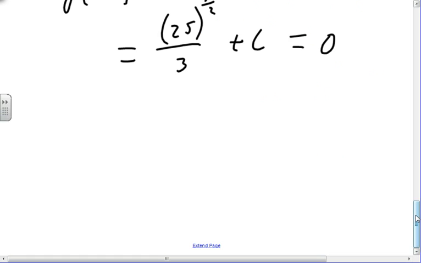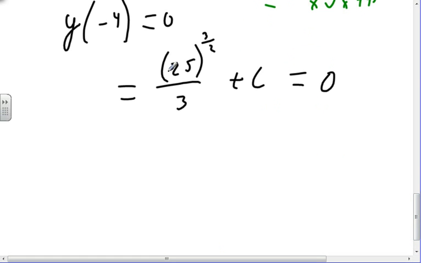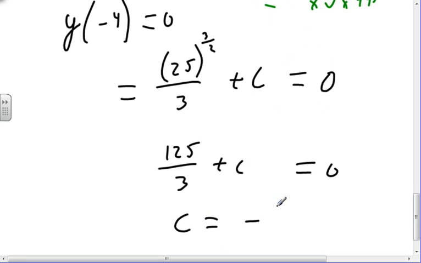Okay, so the square root of 25 is 5. 5 cubed is 125. So it's 125 over 3 plus c is 0, implying that c is equal to minus 125 over 3.